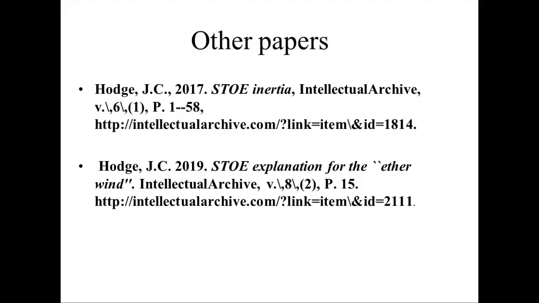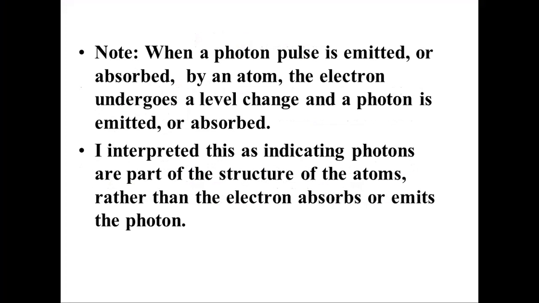Here are a few other papers I've written. Note that when a photon pulse is emitted from an atom or absorbed, the electron undergoes a level change and a photon is emitted or absorbed. That's the current model. I interpret this as indicating that photons are part of the structure of the atoms, rather than the electron absorbing or emitting the photon.